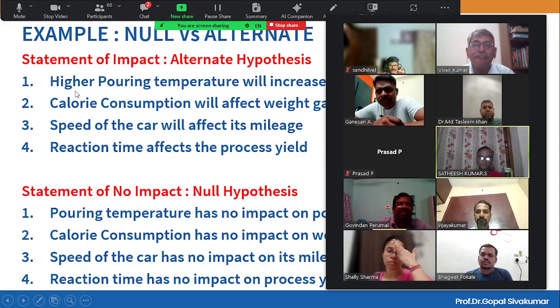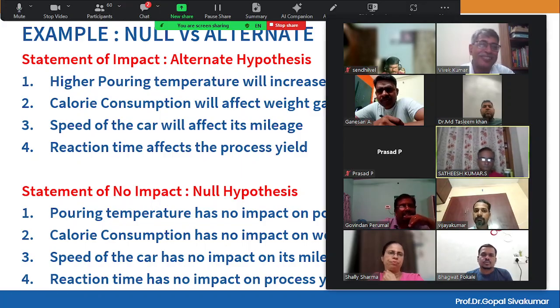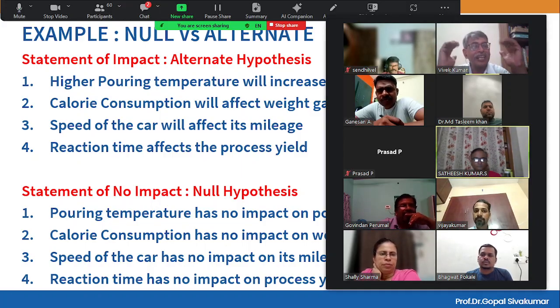And can you see that for every null hypothesis there will be a corresponding alternate hypothesis. So the null hypothesis and alternate hypothesis always work in a pair. For every null hypothesis there will be an alternate hypothesis, or vice versa.